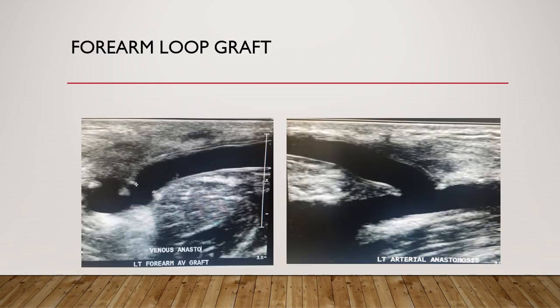This image here is of the forearm loop graft, and you can see the walls are echogenic in this image. The first one, you can see it's a left forearm graft, and in the second image you can see the anastomosis of that graft to the artery. So the first is the anastomosis to the vein, and in the second image you can see the anastomosis of that graft to the artery.